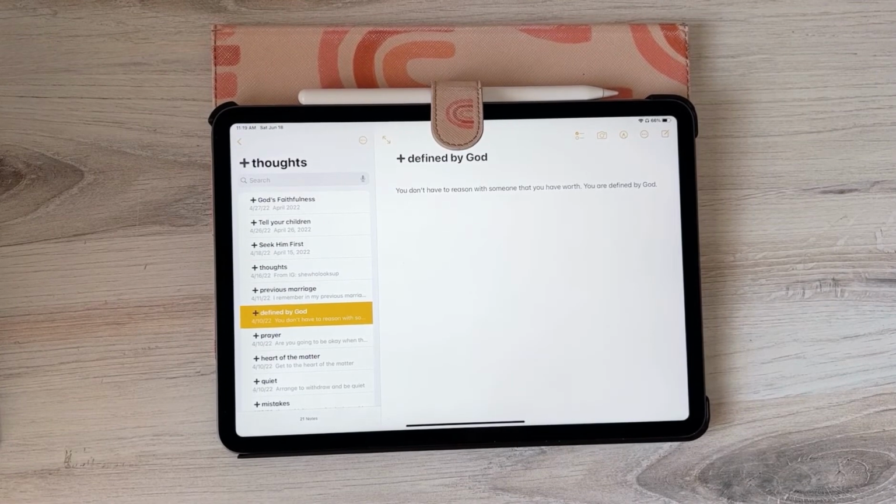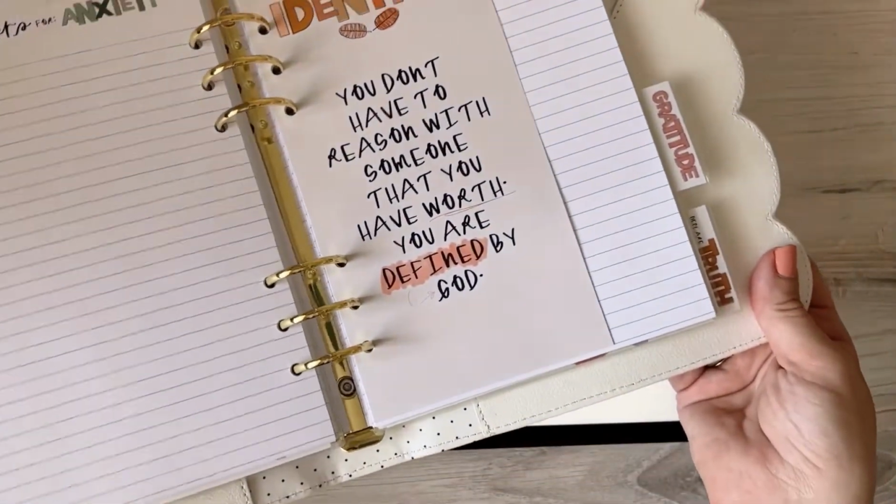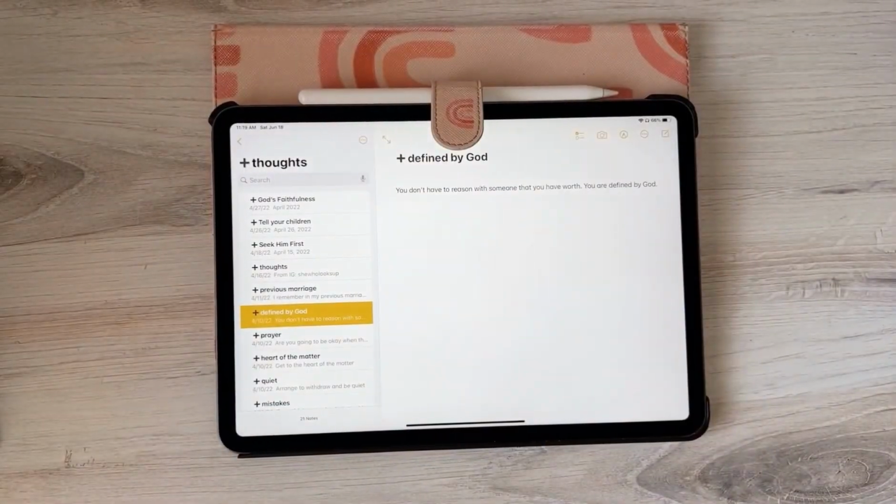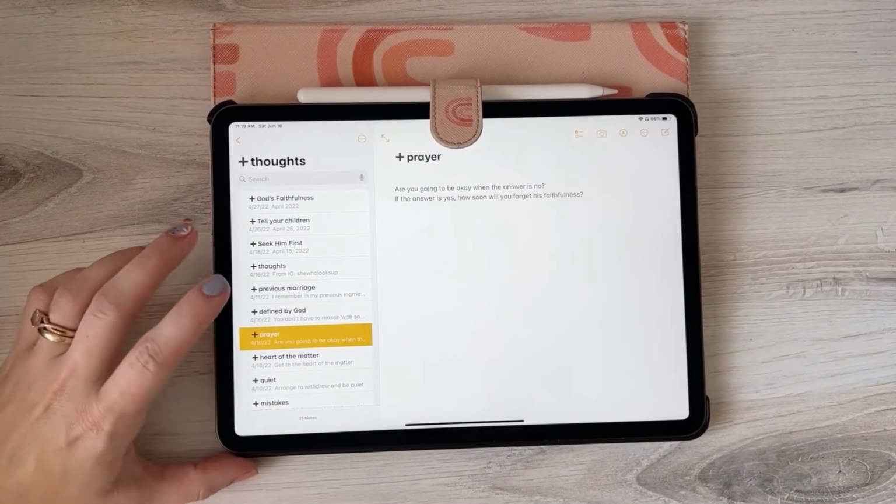I have my prayer journal in front of me, so I'm gonna check. But you know what I mean? Like, and then I will create it and make, here it is. You don't have to reason with someone. So a lot of times they do turn into other stuff. They'll turn into art, or they'll turn into something that goes in my journal.